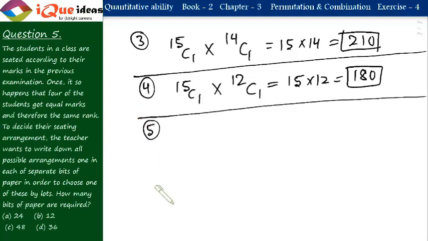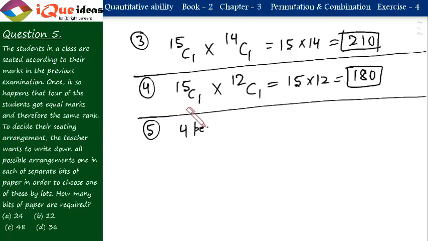Question number 5. The students in a class are seated according to their marks in the previous examination. Once it so happens that 4 of the students got equal marks and therefore the same rank. To decide the seating arrangement, the teacher wants to write down all possible arrangements, one in each of separate bits of paper, in order to choose one of these by lots. How many bits of paper are required?